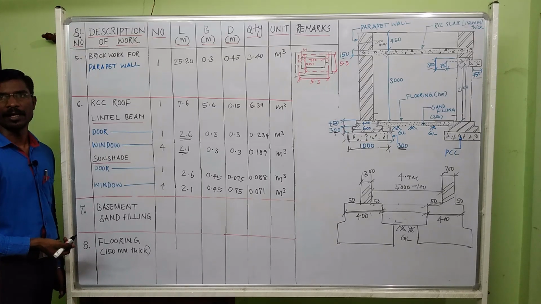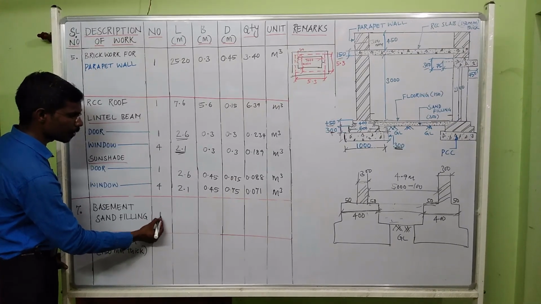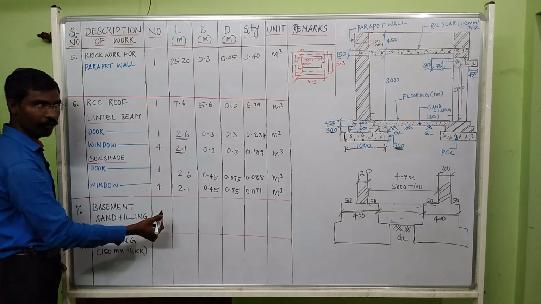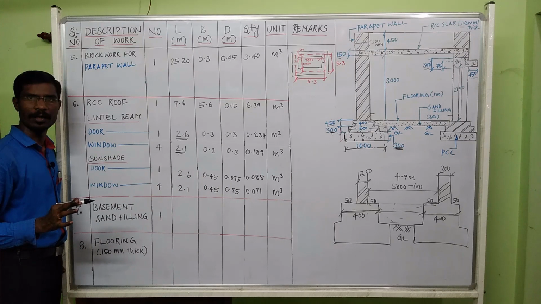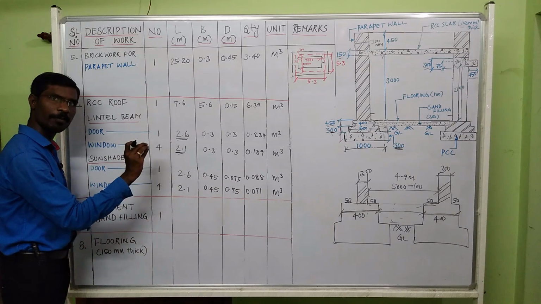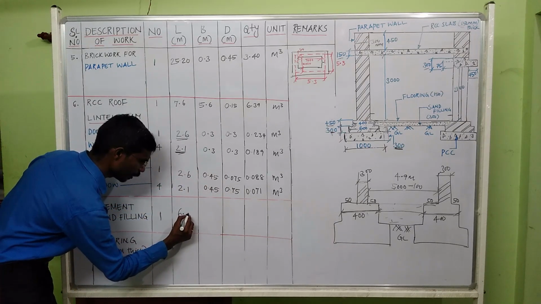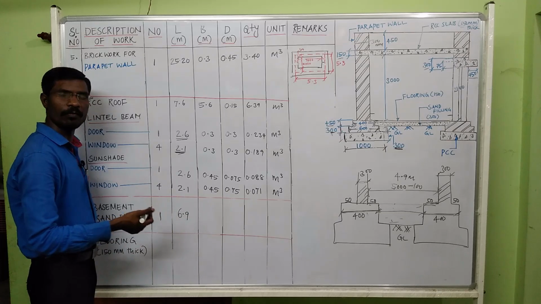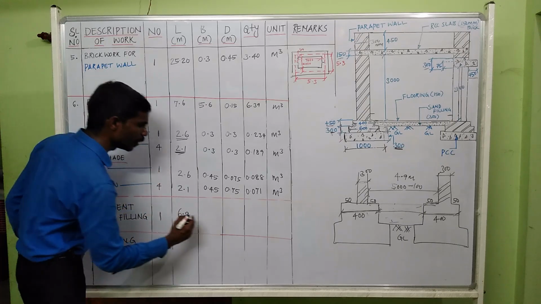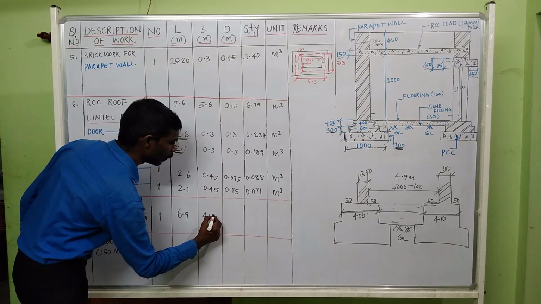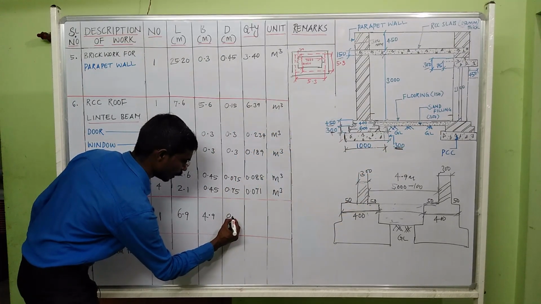So now we will calculate sand filling. Sand filling we are going to fill only one time, so number is 1. The length of the sand filling, as I already discussed, is inner to inner 7 meter. We need to minus 50 mm on one side and 50 mm on the other side for the projection. So it is 6.9 meter. The breadth is given 5000 inner to inner, so minus projection 50 mm, 50 mm on both sides. You will get 4.9 meter. The sand filling thickness is 300 mm, so it is 0.3.